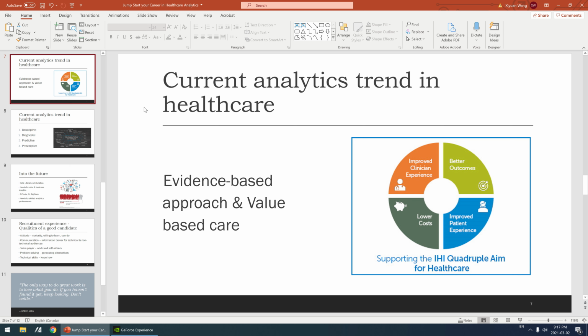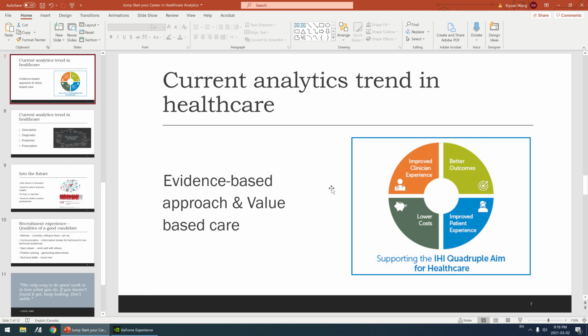The goal is to aim for the quadruple aim from the IHI, the Institute for Healthcare Improvement. The quadruple aim includes better outcomes for patients overall, improved patient experiences, lower cost per capita, so lower cost per patient spending, and also improved overall clinical and clinician experiences. Sometimes it might also consider organizational readiness on the HR front as well.